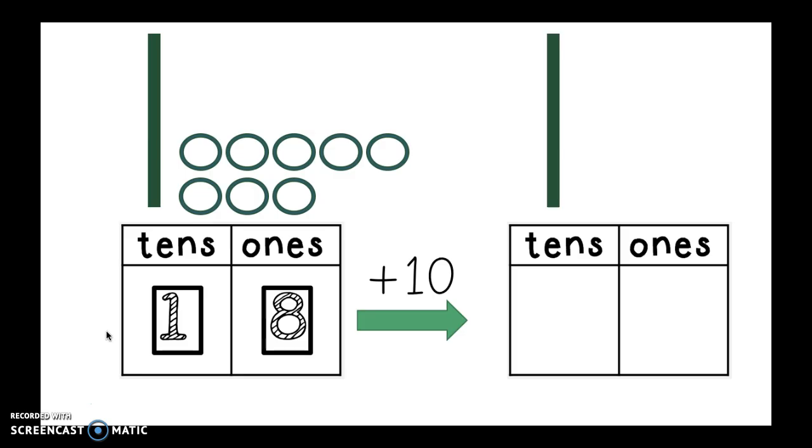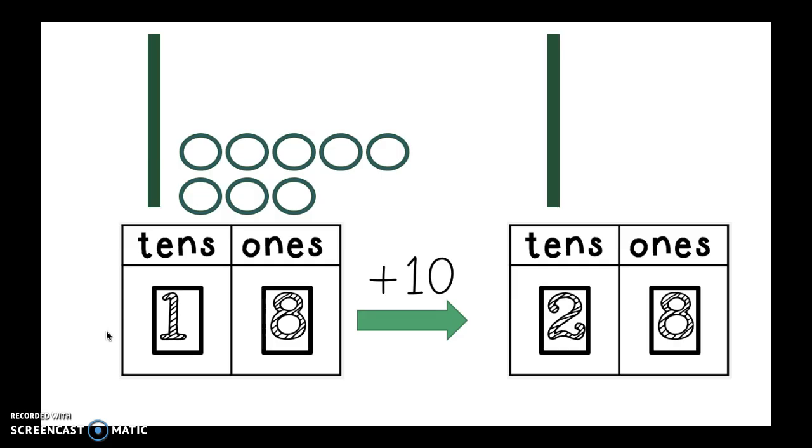How many tens would go into my new place value mat? Did you say 2? Oh, you're so good. Yeah, because I started with 1 and I added another 1. 1 plus 1 is 2. What about my ones? Oh, I thought I was going to get you. Yeah, it's still 8. Did my ones change at all when I added a group of 10? No, not at all.